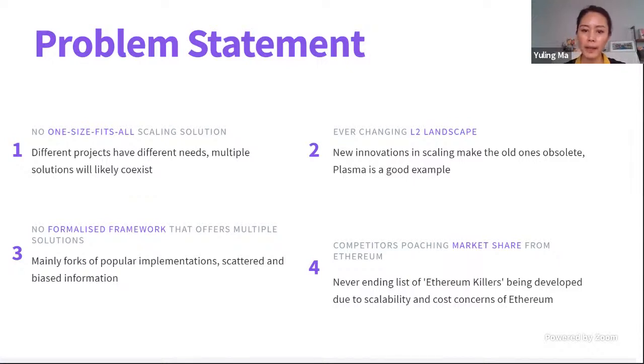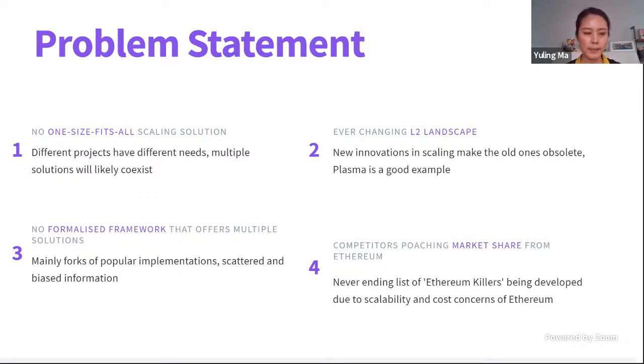But another thing, and it's a positive thing, is that there's always new innovation in scaling taking place, right? So the old ones get replaced by the more innovative ones. Now people have been talking about optimistic rollup and ZK rollup.